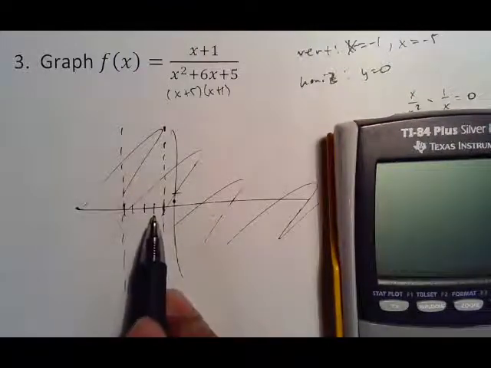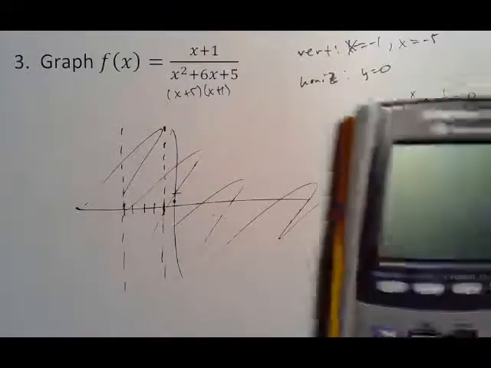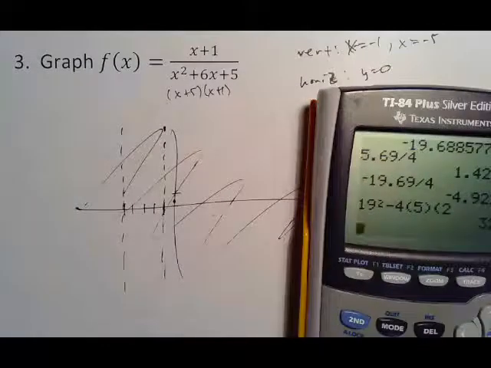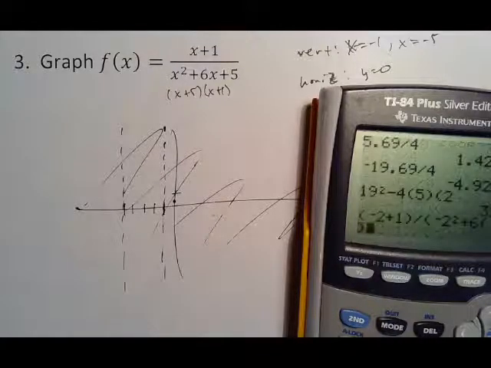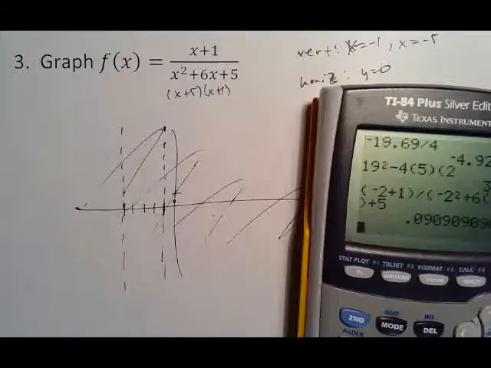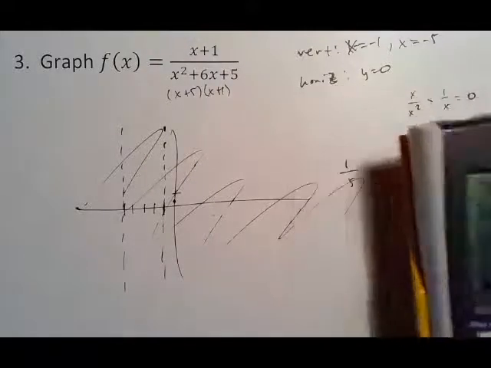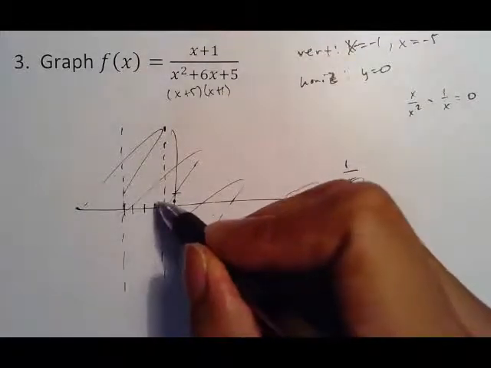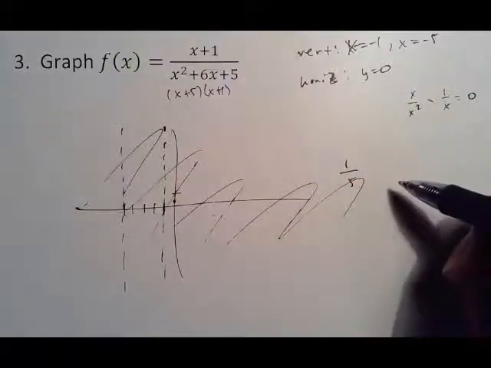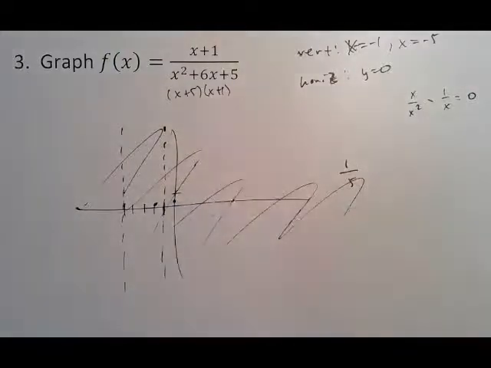a point like -2. So I'm going to plug this in to save some time. -2 plus 1 divided by -2 squared plus 6 times -2 plus 5. 0.09. 1/5 is 0.2. I wonder what's here. So let's do 1, 2, 3, -4.